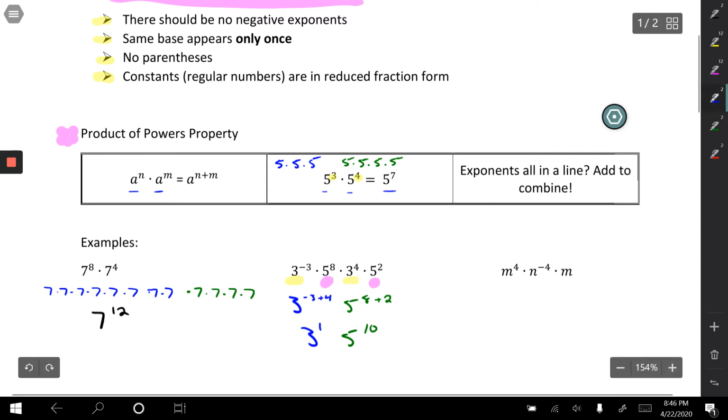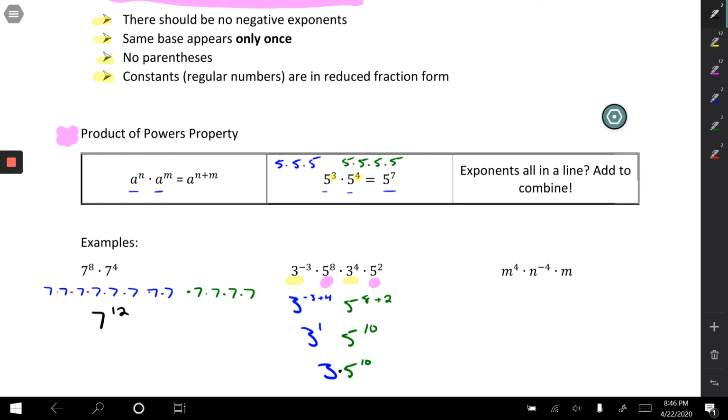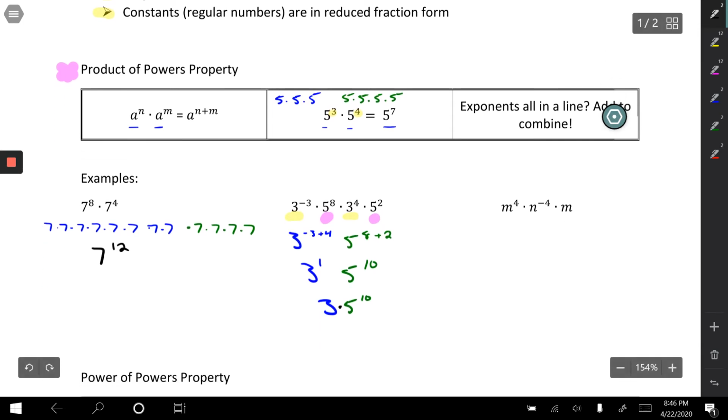Remember, you don't actually have to write an exponent of 1. Every number that doesn't have an exponent showing automatically has an exponent of 1. So if I wanted to write this in simplified form, I could write it like that. 3 times 5 to the 10 power, and that would be my simplest form possible. Okay.